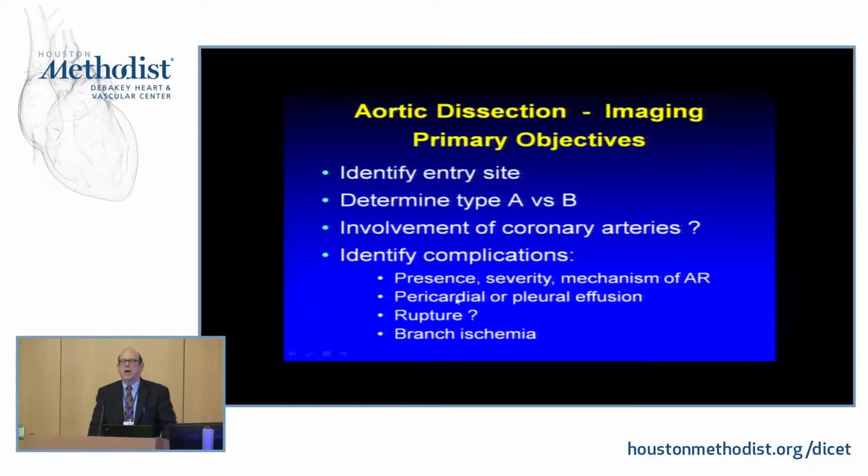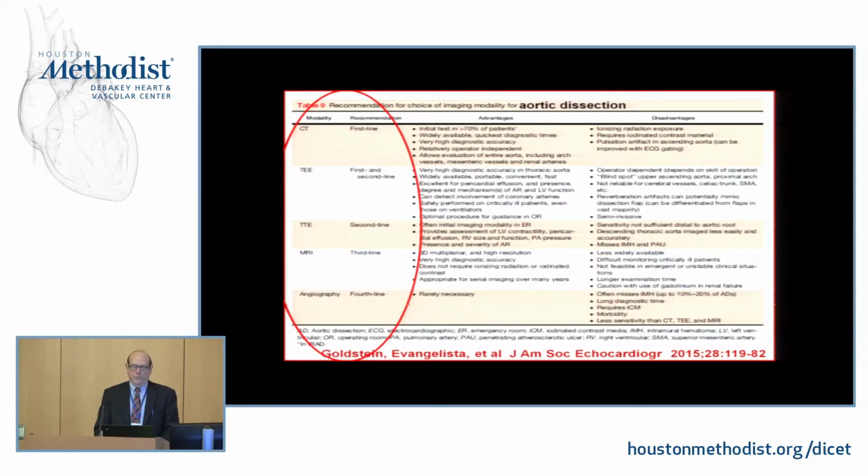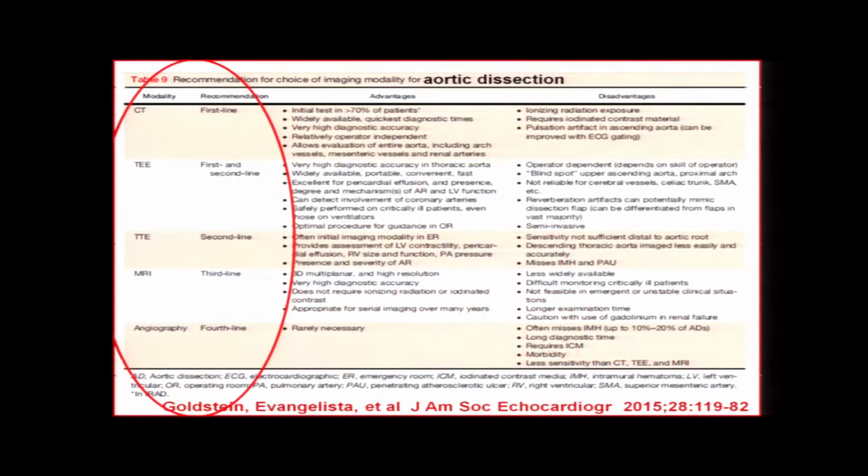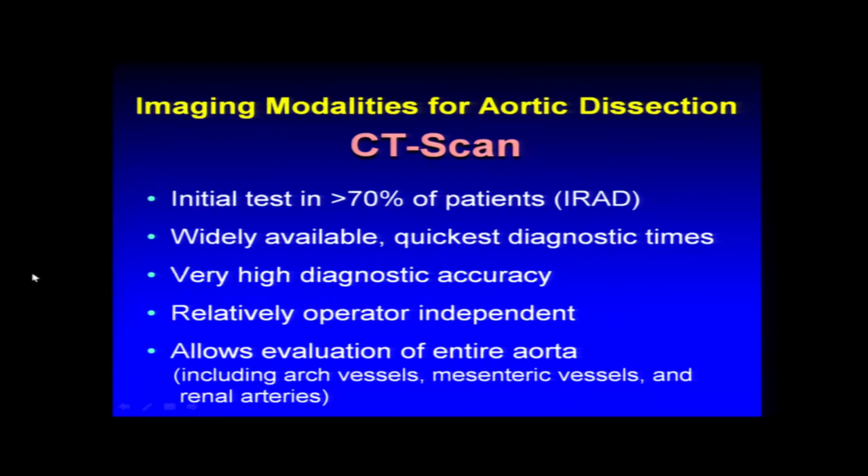Pericardial effusion occurs if there's rupture with a type A dissection and a type B dissection. If and when it ruptures, it will go into the left pleural space, so they differ in where they go. Branch ischemia, we're concerned with also. Now this slide you can't read, it's too small, but it lists some of the procedures that I've mentioned, CT scan, TEE, MR, etc., and goes over the relative advantages and disadvantages. I'll summarize those just a little bit for time's sake.